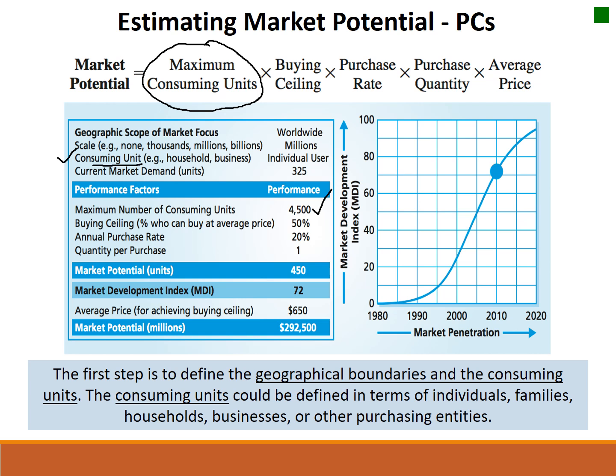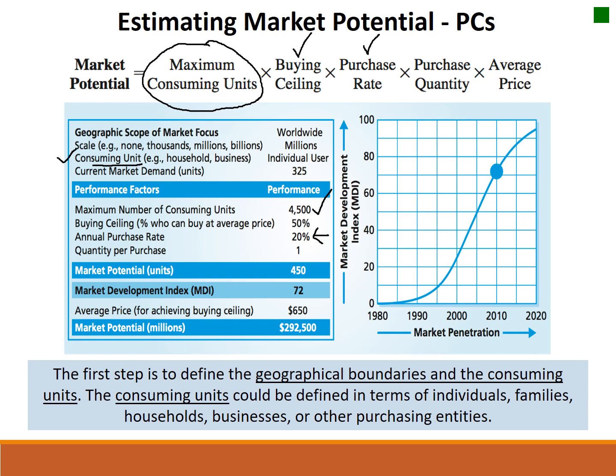Okay, so we look at the percentage of consuming units who could afford our product. So this would be this idea called a buying ceiling. Buying ceiling is a percentage of individuals who would be willing to pay the price that we're offering our product for. And then we have a purchase rate. Now in this case, the purchase rate is 20%. Basically, the time period here is 1 year, so this is saying that the rate of repurchase would be one every 5 years. So 20% is once every 5 years.